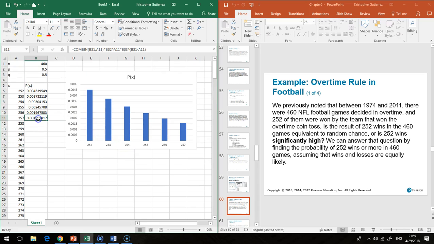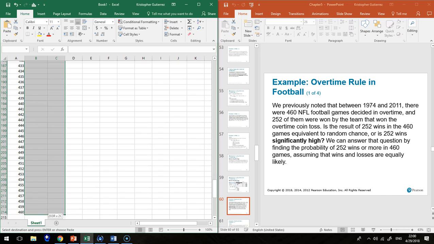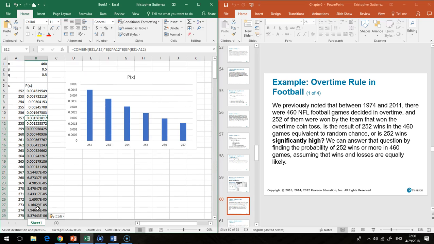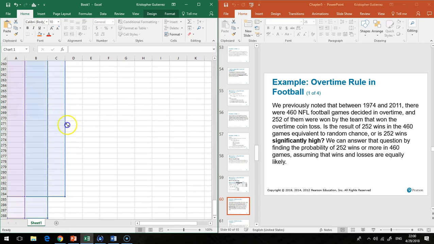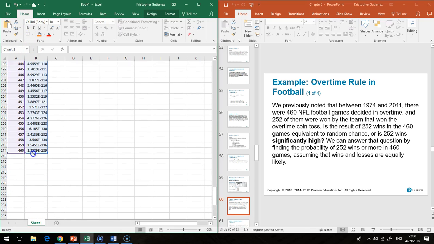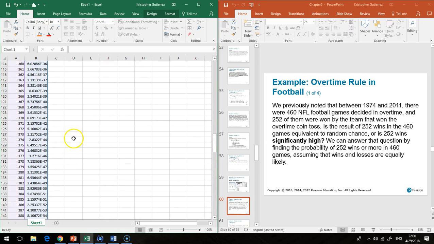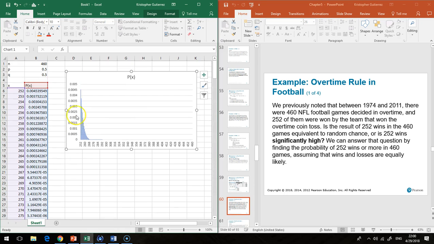All right, so I am going to copy this. Put it here. Now, we could always extend this to all 460. Let's see where the highest probability is, just for fun, or at least see what it looks like. Interesting. I think it looks interesting anyway.